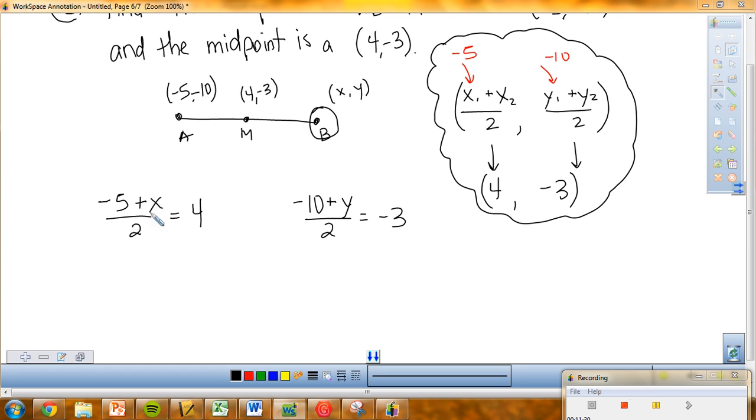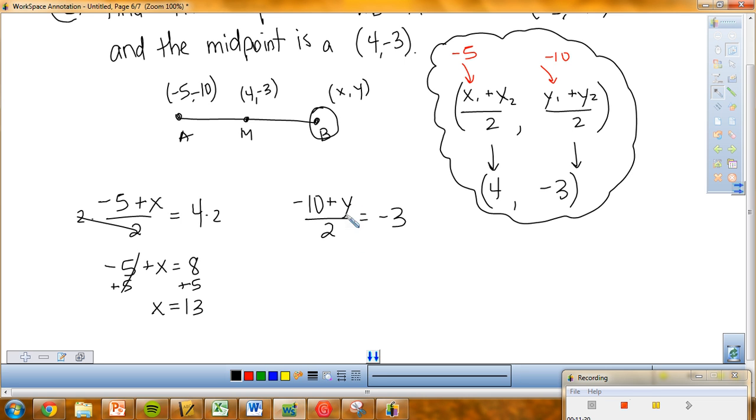Now I need to find this x. Well, how do I find this x? I got to get rid of 2. I'm multiplying on both sides. So -5 plus x equals 8. And then I still need to get this x by itself, so I add 5 to both sides. So my x is 13.